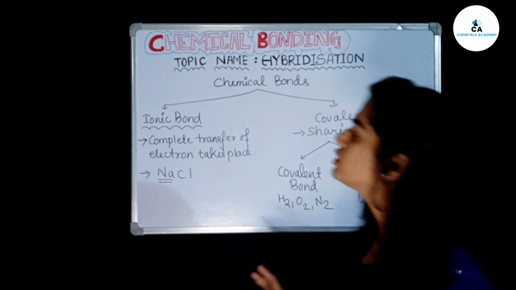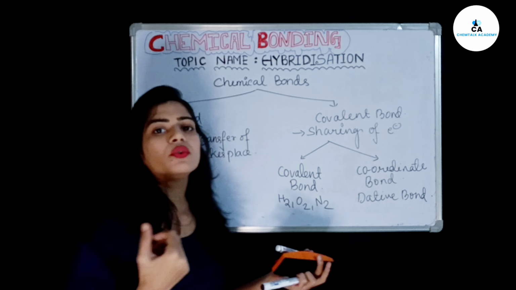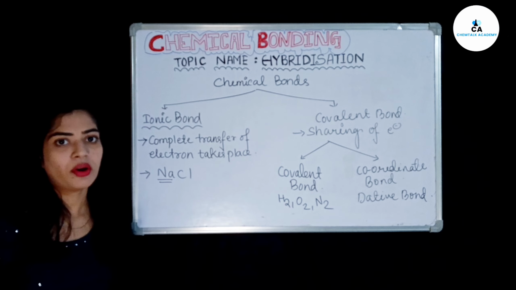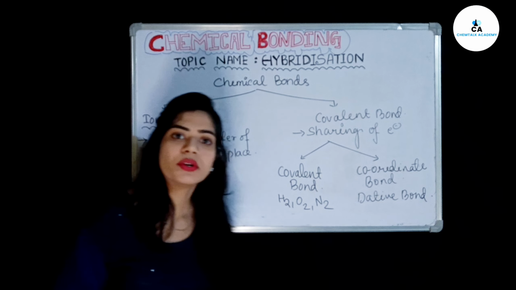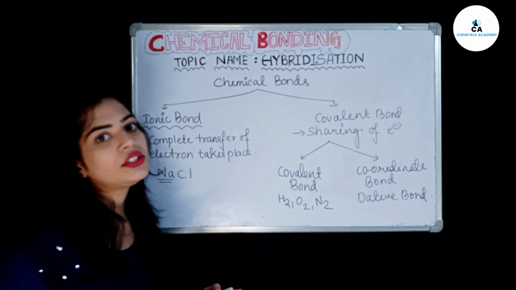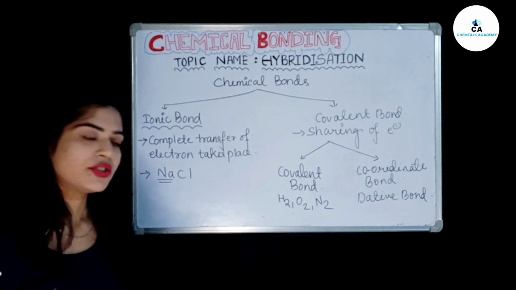There are so many theories that came into existence to explain covalent bond, like the Lewis approach towards the covalent bond, VSEPR theory, valence bond theory, hybridization, and molecular orbital theory. Out of all the theories, today we are going to focus on the topic called hybridization.